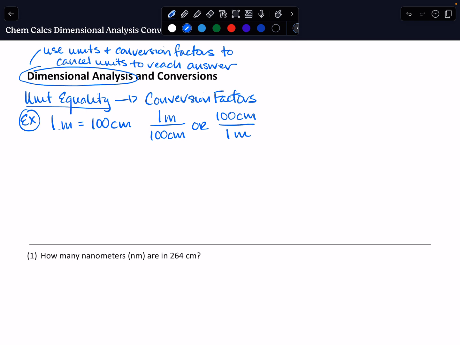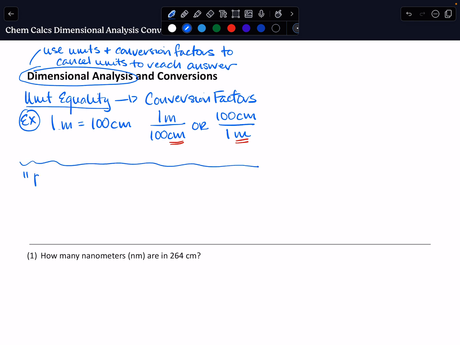And those two conversion factors can be used to solve a problem. We're going to choose which conversion factor we use based on what unit we are trying to cancel. The unit in the bottom of your conversion factor is the one that you're trying to cancel. So if you have centimeters to start with, you're going to want to use the conversion factor with centimeters in the denominator so that they are going to cancel. If you're starting with meters, you're going to use the conversion factor with meters in the denominator so that they will cancel.